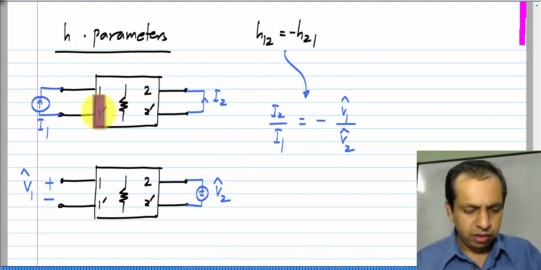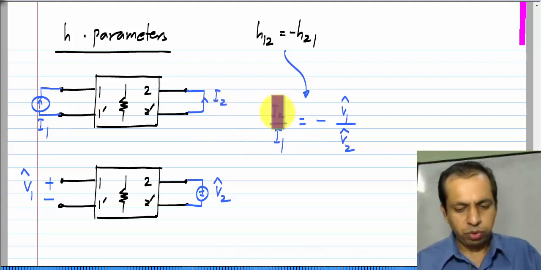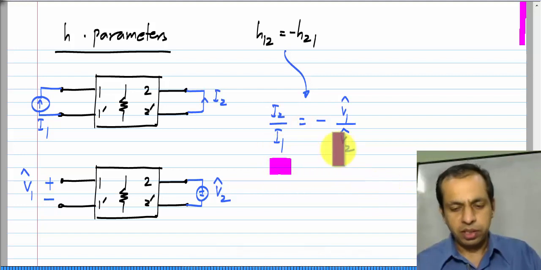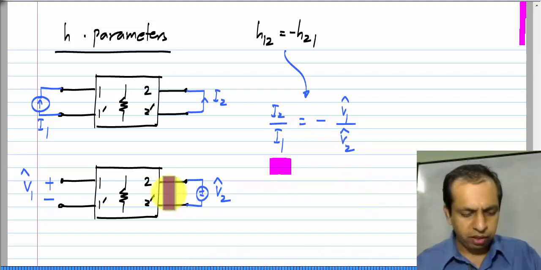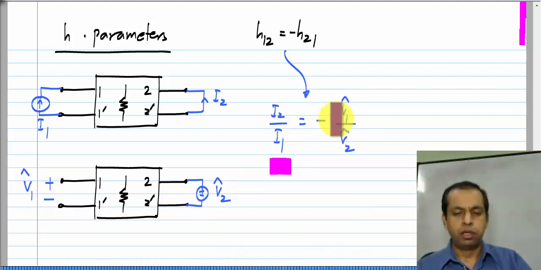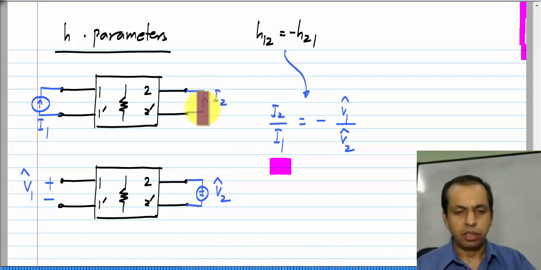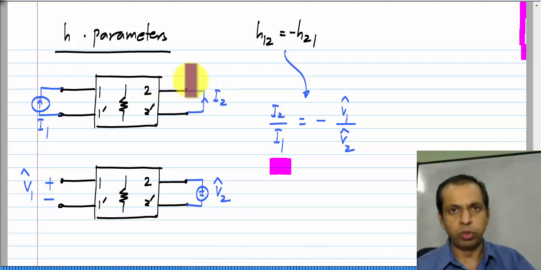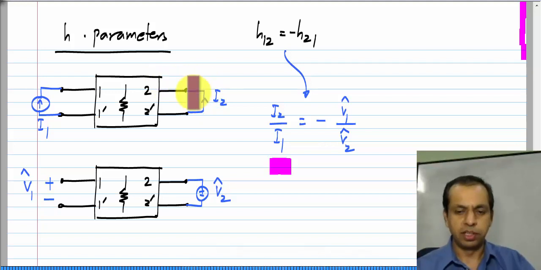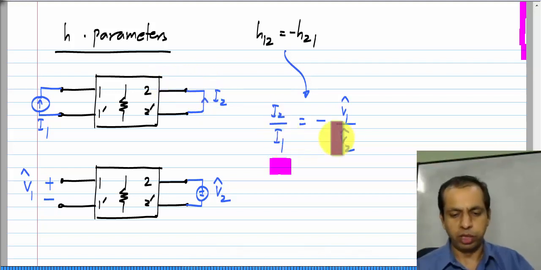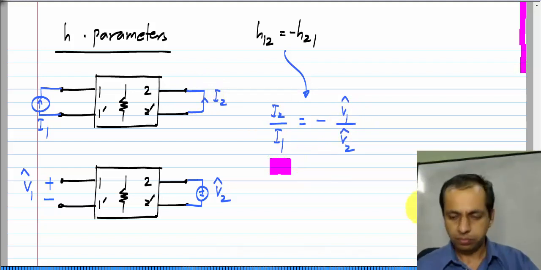So, basically the current gain from port 1 to port 2, which is what is given by this, is the negative of the voltage gain from port 2 to port 1. So, you get this negative sign if you choose the direction of currents as shown here. If you had chosen the current to be in the opposite direction, you would not get that, but we always choose the current directions consistent with the 2 port parameter definitions. So, we get this I2 by I1 to be minus V1 hat by V2 hat.